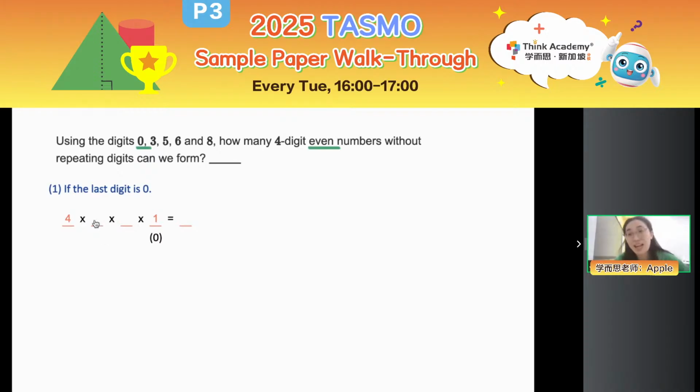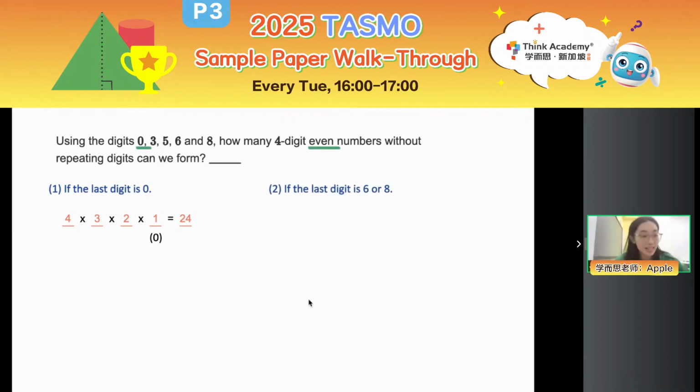Then following this, altogether we have 5 digits. You already used 1 digit in the units place and 1 in the thousands place. So following this, we only have 3 choices. And to move on, we have 2 choices, and multiply them together, we have 24 different ways. But following this, what about the second case?